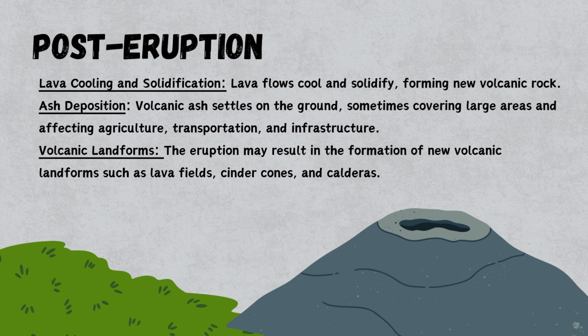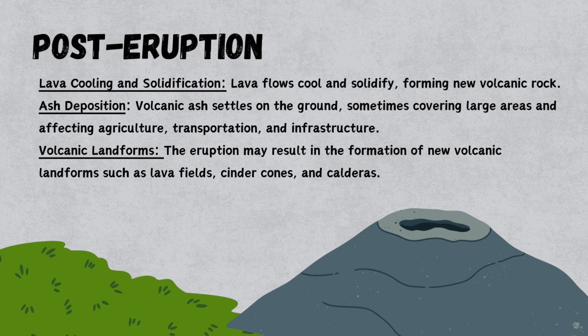Post-eruption lava cooling and solidification. Lava flows cool and solidify, forming new volcanic rock. Ash deposition. Volcanic ash settles on the ground, sometimes covering large areas and affecting agriculture, transportation, and infrastructure.